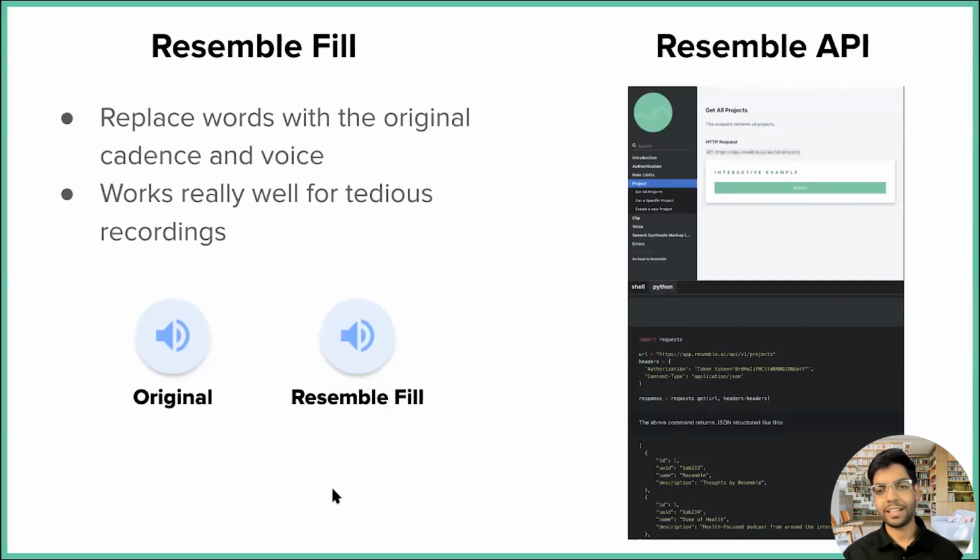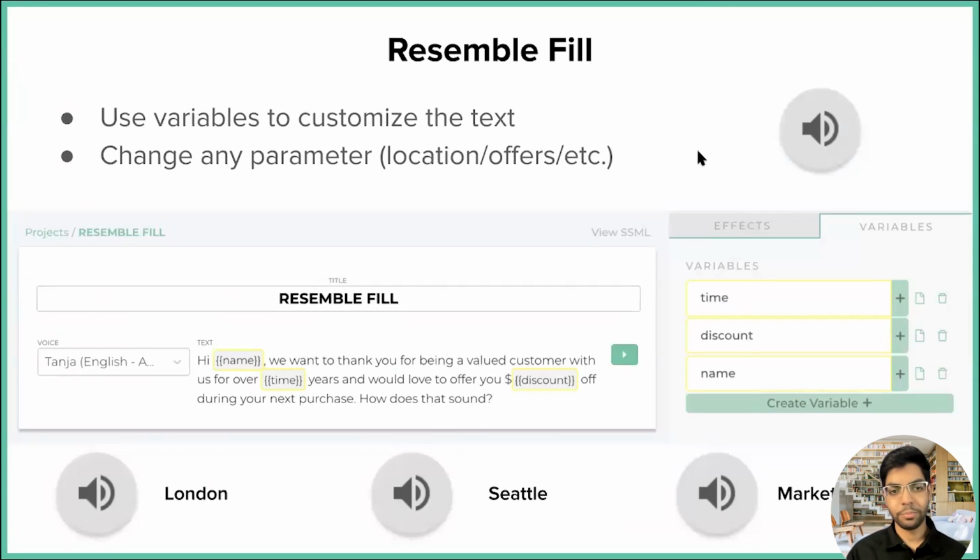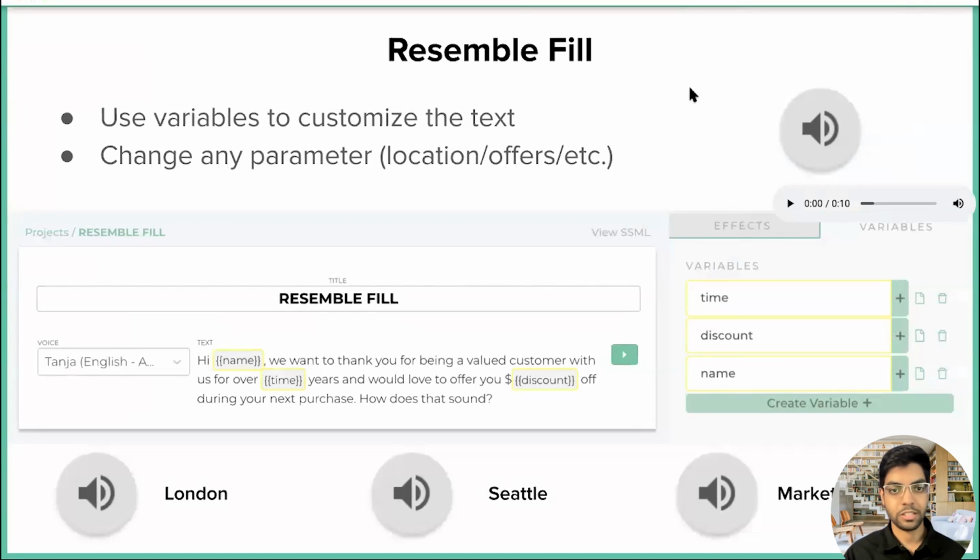So you can see we changed a couple of words there, but it maintains the original cadence, and you are able to add in different words. And then finally, our API is available to use with external tools like Rephrase AI, or in order to automate your Resemble Fill process. And this is an example of what you might be able to do using your Resemble Fill account. You have the ability to customize different variables. So for example, here we have a variable for name, time, and a discount that you can use to offer to your customers. So I'll just play a quick demo of what that might sound like.